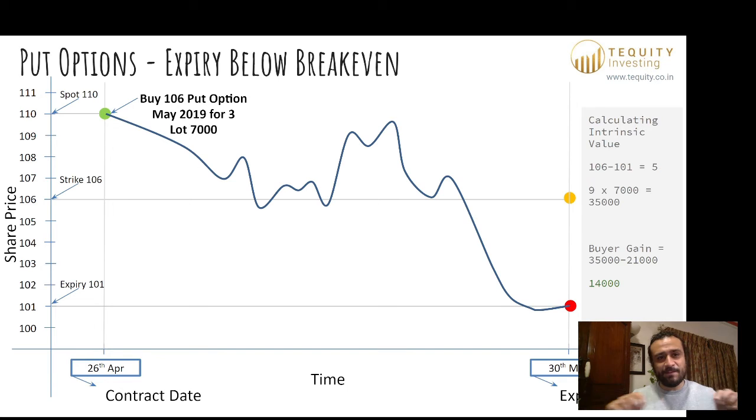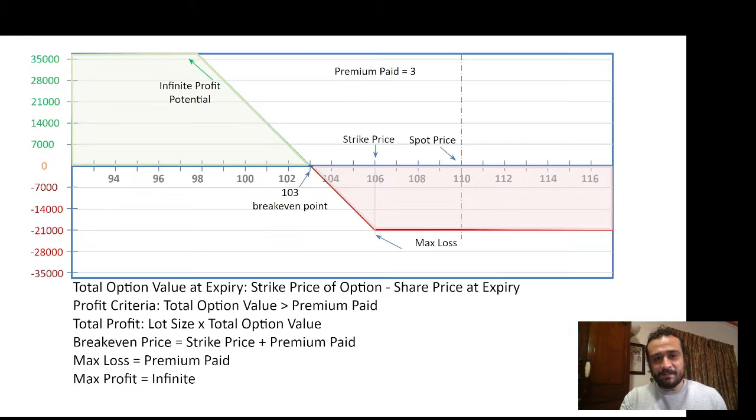There is a break-even point where nobody makes any money, okay? And I've also shown you how to calculate that break-even point. Let us now look at the payoff chart for the put option.